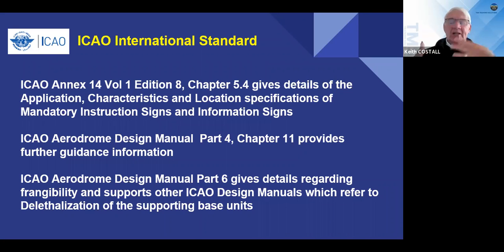So they need to be on breakable couplings, frangibility. The aerodrome design manual Part 6 is associated with that. However, those frangible couplings have to be secured to the ground. And it's the ground that we have to look at next, because there's the civil engineering side of the aerodrome design manual series. It refers to bases, and the bases have to be delineated, that is, delethalized.